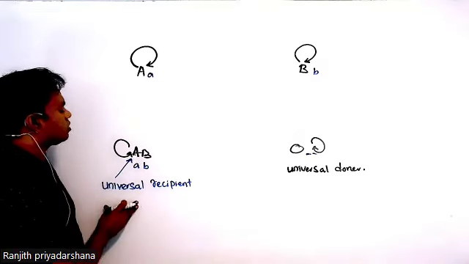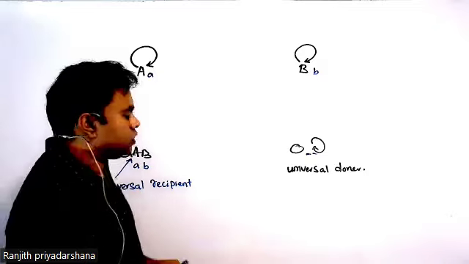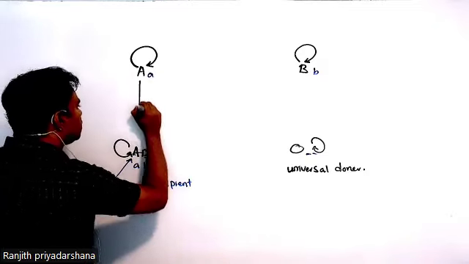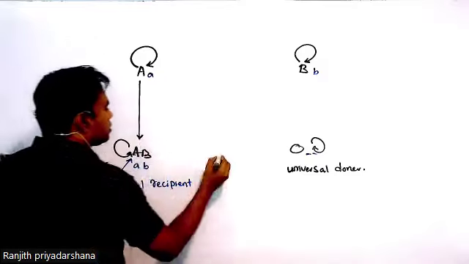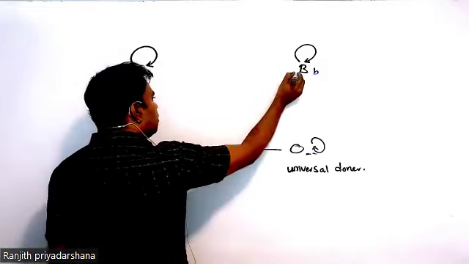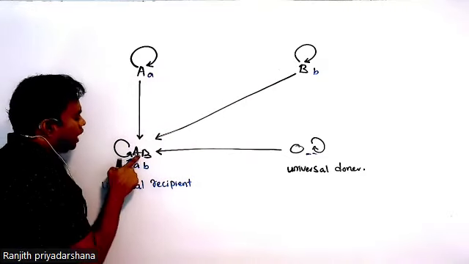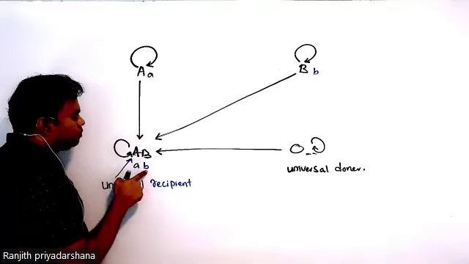As this is the universal recipient, it can get blood from anyone else. Universal recipient. From O, yes, that's possible. From B, yes, that's possible. Why? AB is familiar with antigen A and B.